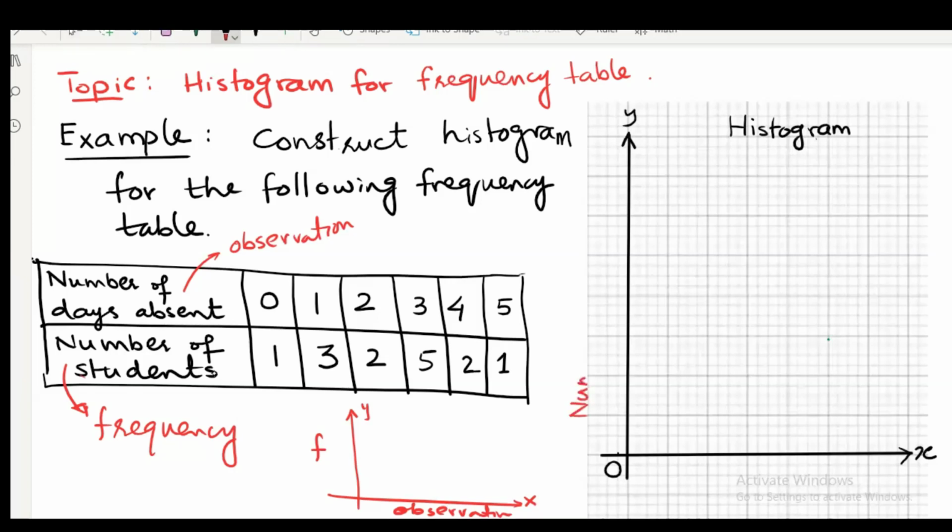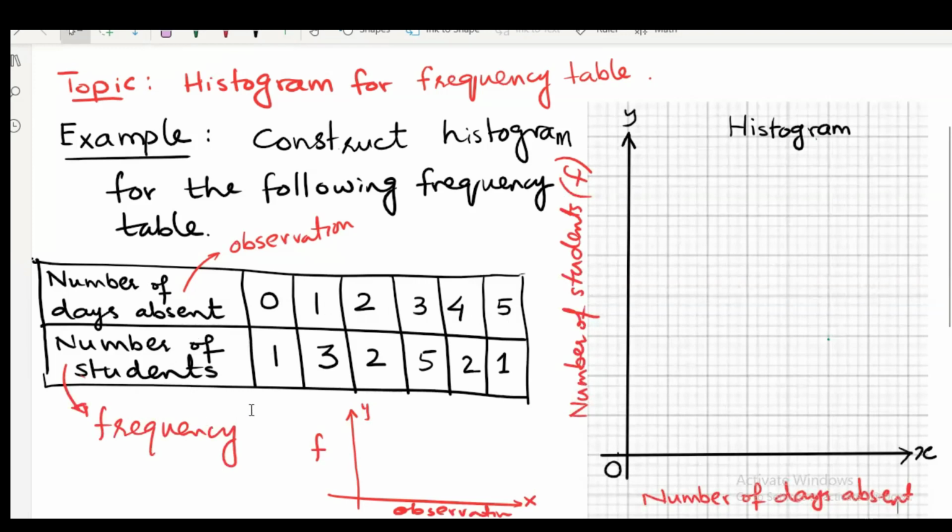So number of students, this is frequency, and number of days absent will be on the x-axis. So number of days absent on the x-axis. In the number of days absent, the data is starting 0, 1, 2, 3, 4, and 5, and number of students, which is frequency, is 1, 3, 2, 5, 2, 1.